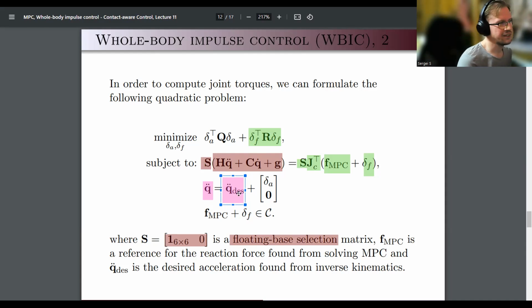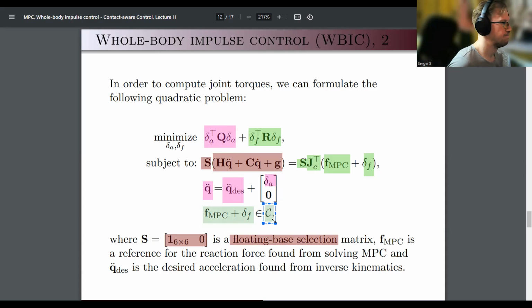Okay, so desired acceleration plus adjustment. Again, an adjustment, but now for accelerations. We have a desired acceleration, but we allow for adjustments, and we want to adjust as little as possible. That's why we get, again, this part where we minimize a quadratic form of this adjustment. And finally, we insist that our reaction forces lie in the friction cone. That is it.